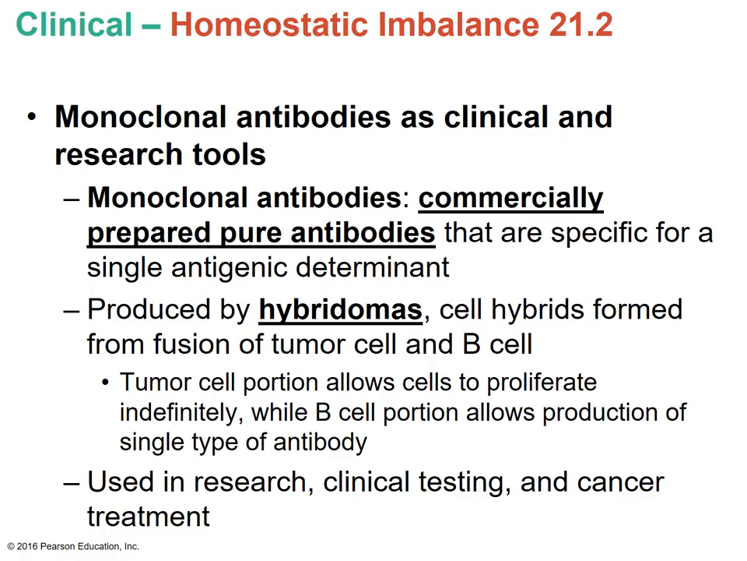Most cells have a limited time that they can grow, but in the tumor cells the regulatory process has been turned off, so they grow indefinitely. The B cell portion of it allows it to produce that very specific antibody. So you can use that now for research, for clinical testing, and they're looking at this in terms of cancer treatment.